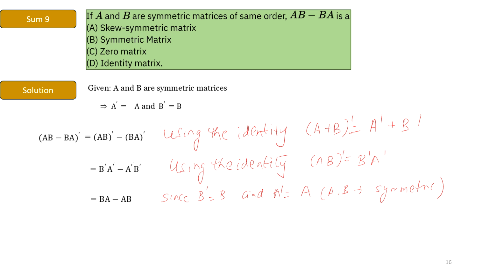Is equal to BA minus AB because B transpose is equal to B and A transpose is equal to A, as both A and B are symmetric. Thus, AB minus BA whole transpose is equal to minus of AB minus BA, which makes the entity skew symmetric, and option A is correct answer.